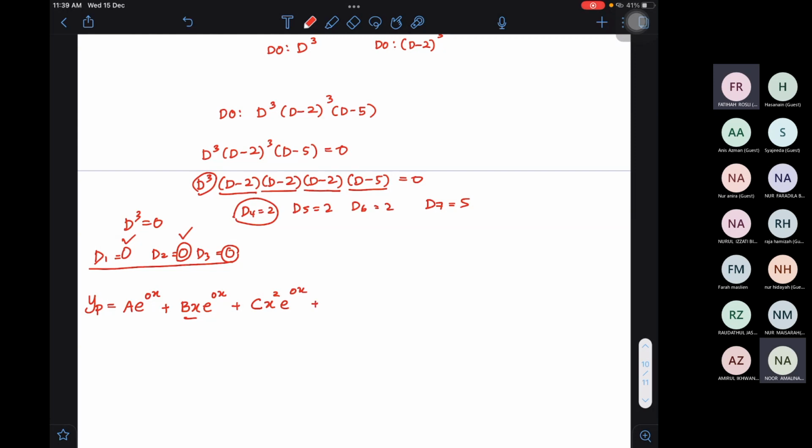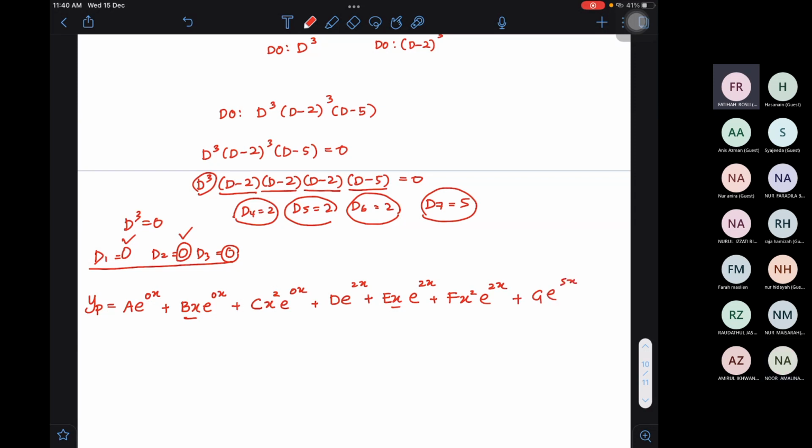Okay, and then function yang seterusnya 2. So dia akan jadi constant eksponen 2x tambah constant, disebabkan dia 2 lagi, x eksponen 2x, tambah constant disebabkan dia sama, x kuasa 2 eksponen 2x, tambah, okay, yang terakhir constant G eksponen 5x. Inilah awak punya YP. Panjang gila YP, sebab tak selesaikan, dia suruh cari form of YP je.